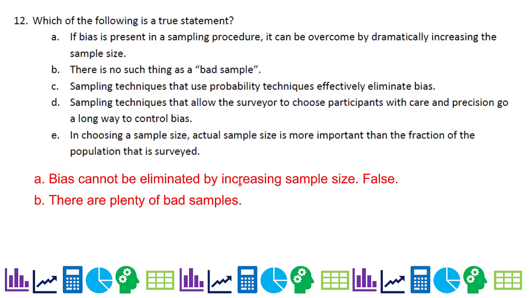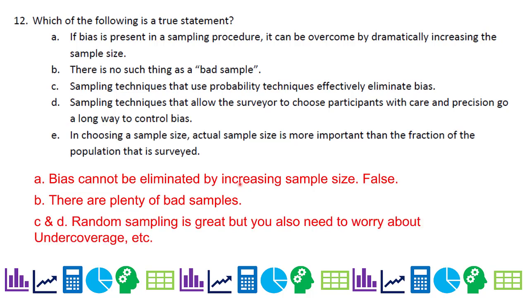Sampling techniques that use probability techniques effectively eliminate bias. Well, we want randomization, right? Because we can see that D is incorrect because it says, oh, allow the surveyor to choose participants with care and precision. Well, we have unknown biases ourselves. And so sometimes you can't eliminate biases, for example, undercoverage, unless you totally change the design. It really doesn't have to do with your sampling technique as it does with your sample frame. And then we want randomization because we don't want surveyors choosing participants because we have these hidden biases that we don't even know about. So E is the true statement.